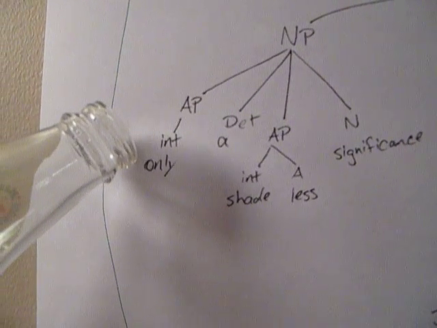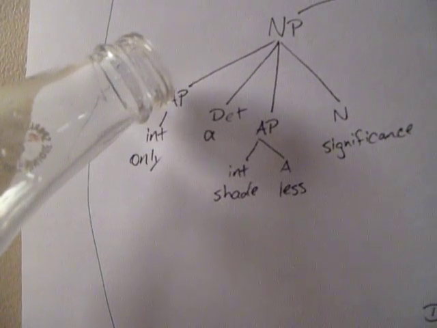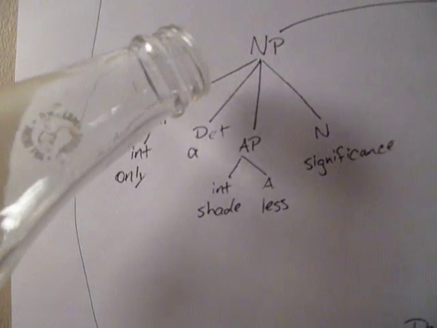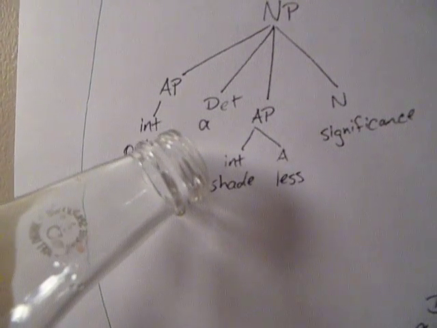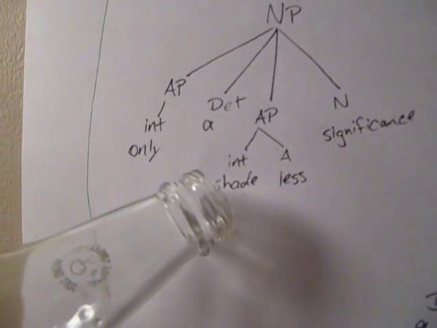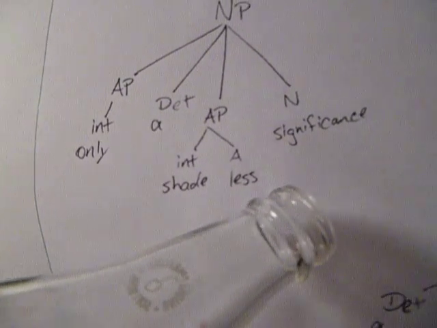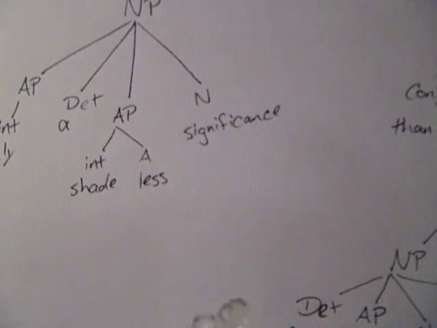adjectival phrase, and then you have an intensifier "only", because it's actually an adverb, but adverbs fit under adjectival phrases, which you probably don't want me to explain. Then you have a noun phrase with the determiner "a". Then you have another adjectival phrase. Then you have an intensifier "shade" because it's talking about a degree of the "lessness". So here you have your adjective "less". Then you have "significance".